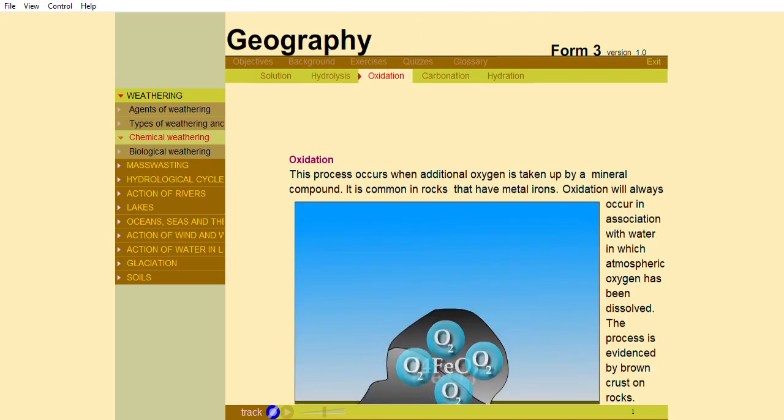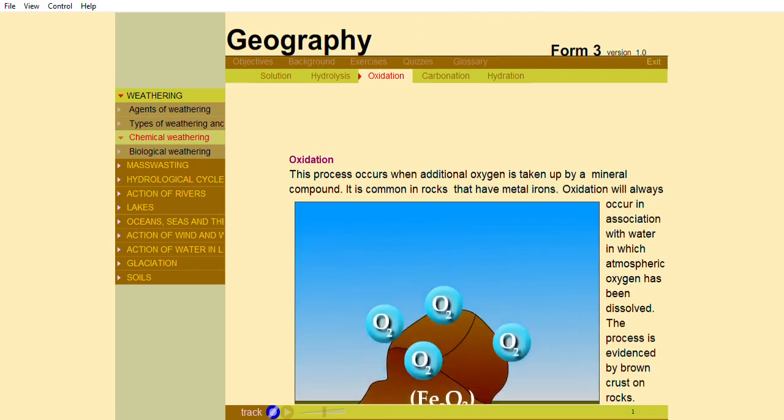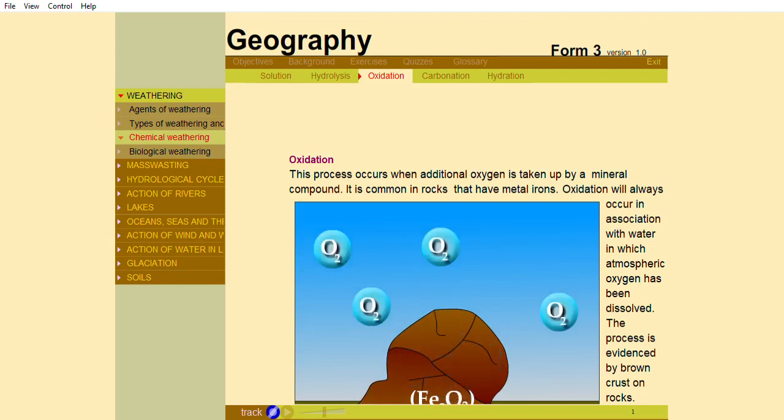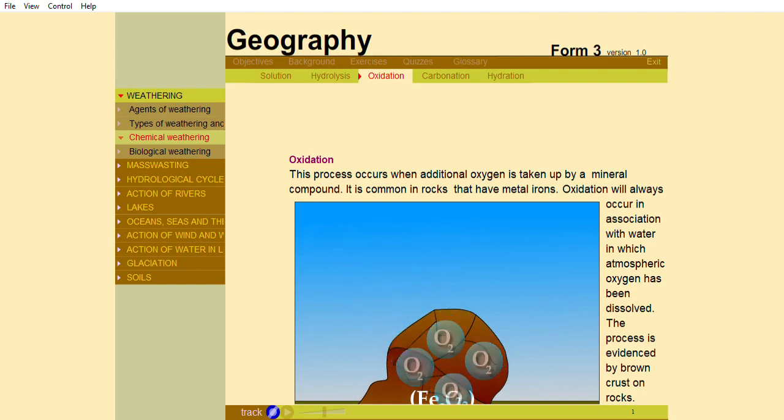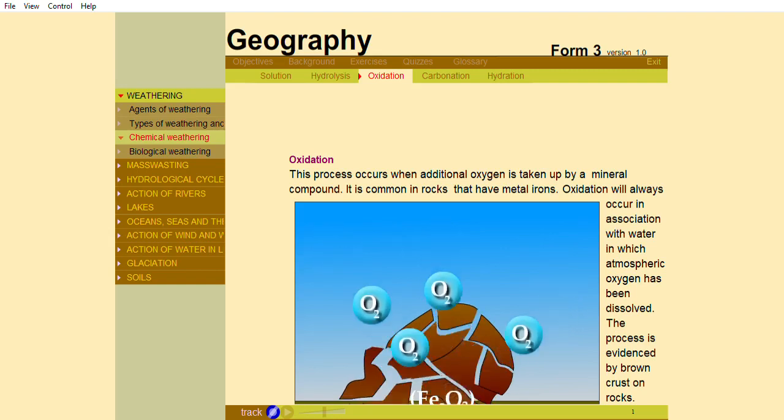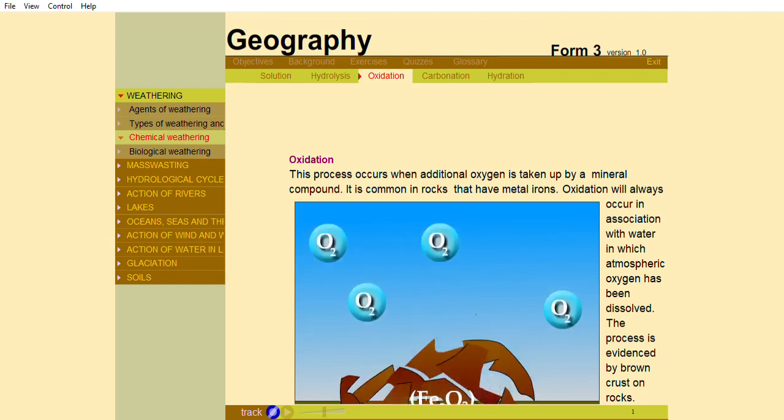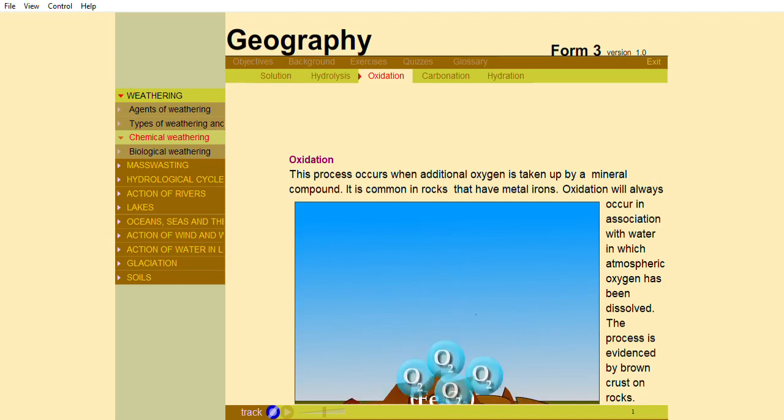Oxidation. This process occurs when additional oxygen is taken up by a mineral compound. It is common in rocks that have metal ions. Oxidation will always occur in association with water in which atmospheric oxygen has been dissolved. The process is evidenced by brown crust on rocks. Oxidation accelerates rock decay and makes them crumble.